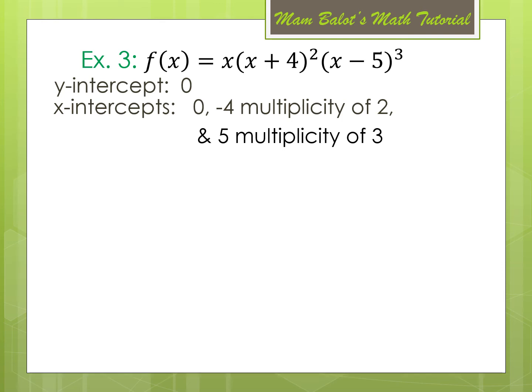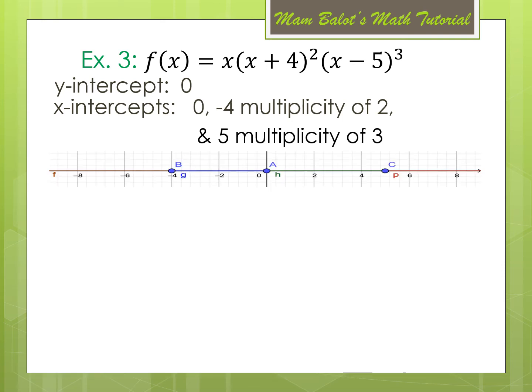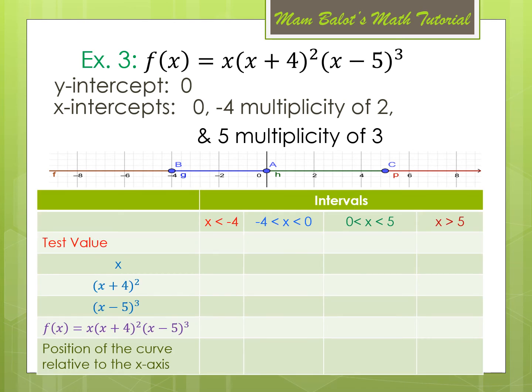To graph this function, we need now the intervals. So the intervals there are x is less than negative 4, which was colored in orange. Then x is greater than negative 4 but less than 0, which is colored in blue. And then x is greater than 0 but less than 5, which is colored in green. And then x is greater than 5, which is colored in red.